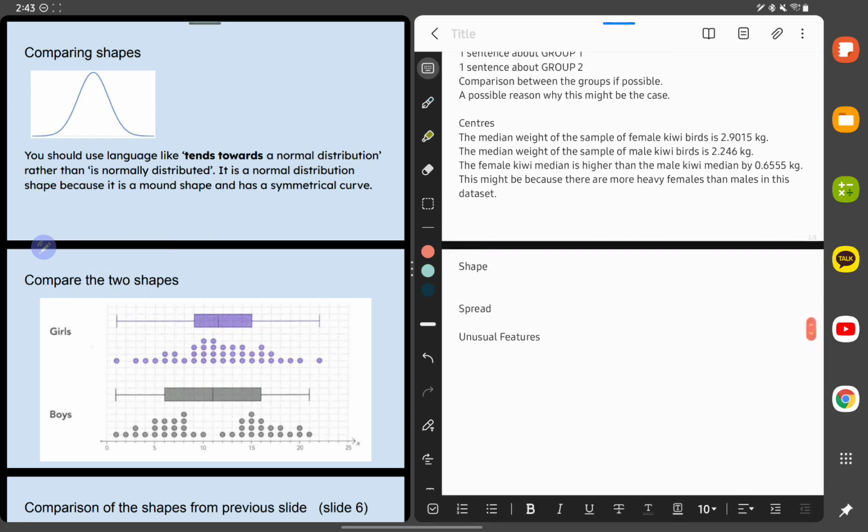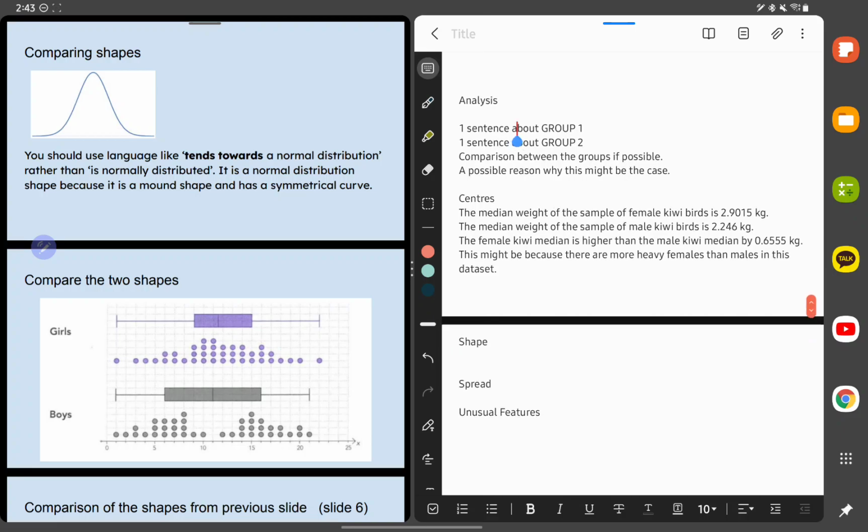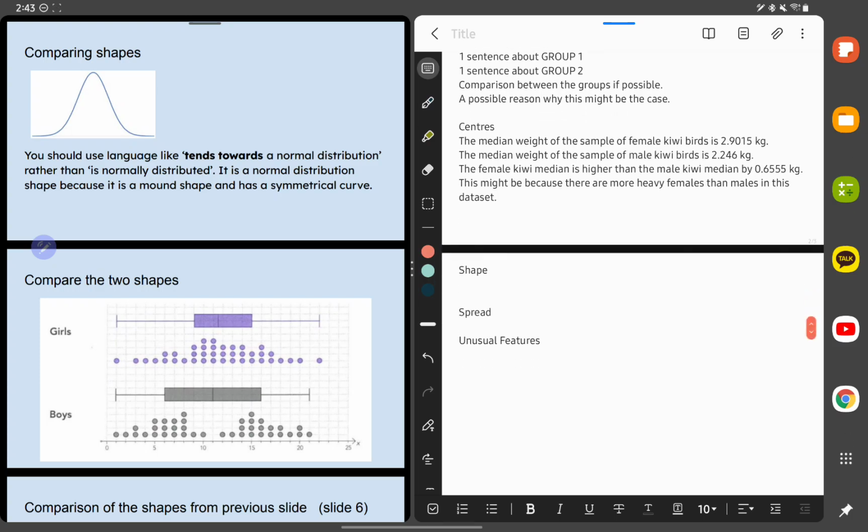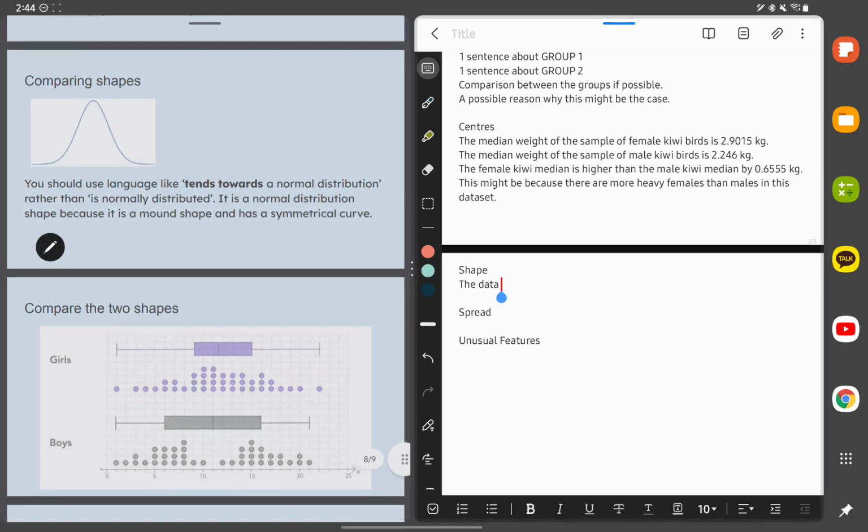So looking at shape, we need to talk about both groups separately. In this case, it's not possible to compare, like there's nothing to really compare it with. It's not a number that we're talking about. But anyway, let's start. The data for female kiwi birds, right? We talk about one at a time.